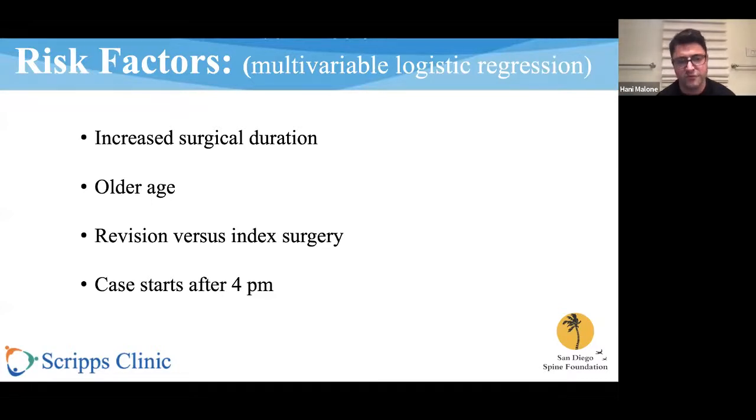Again, revision versus index, obvious, the scar. I think that's probably, in my practice at least, the number one risk factor: if it's a revision. And then if the case starts after 4 p.m., which again is not a huge surprise, an unfortunate one, but not a huge surprise if you're tired or rushing.